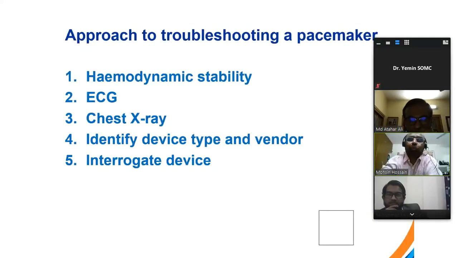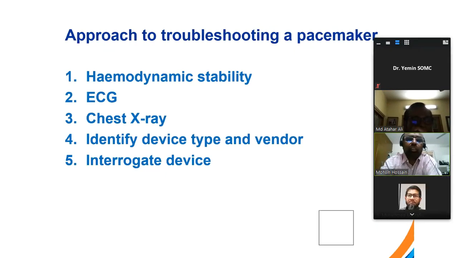How to approach the patient with troubleshooting of the pacemaker? We have to first see the hemodynamics of the patient. Is it stable or not? By seeing the ECG and chest X-ray, and identifying the device type and the vendor, and interrogating the device, we can approach the troubleshooting of the pacemaker.